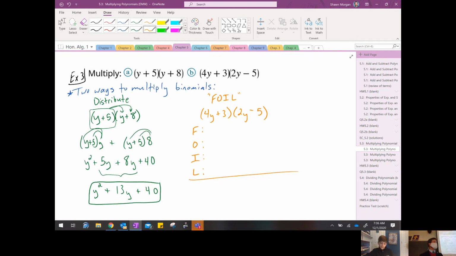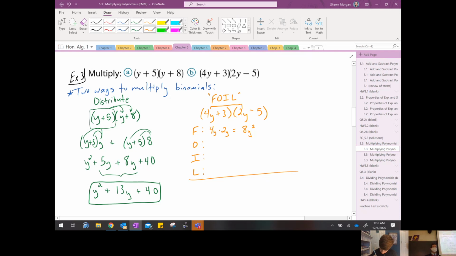FOIL. What did F stand for again? First. So what that means is we're going to multiply the first term of each binomial. The first terms are 4y and 2y. So when we multiply 4y times 2y, we get 8y squared.